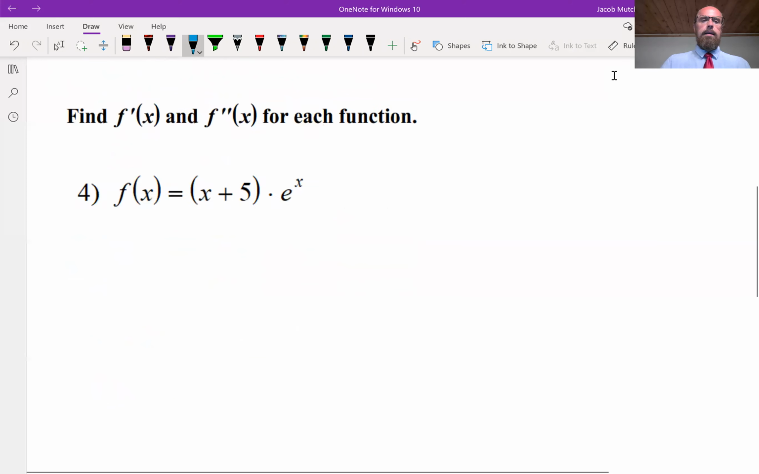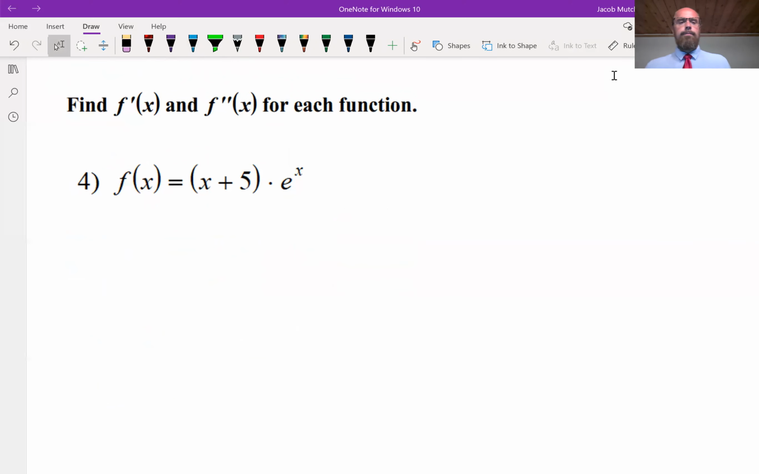Well, let's take a look at an example that involves a product. So here my function is f of x equals x plus 5 times e to the power of x. So one thing we can do is distribute this e to the power of x through my two terms to just see that this could be written as x times e to the power of x plus 5 e to the power of x. And what that gives us is really a first term there that is itself a product. So I do need to apply the product rule to that first term. The second term I can take derivative of directly.